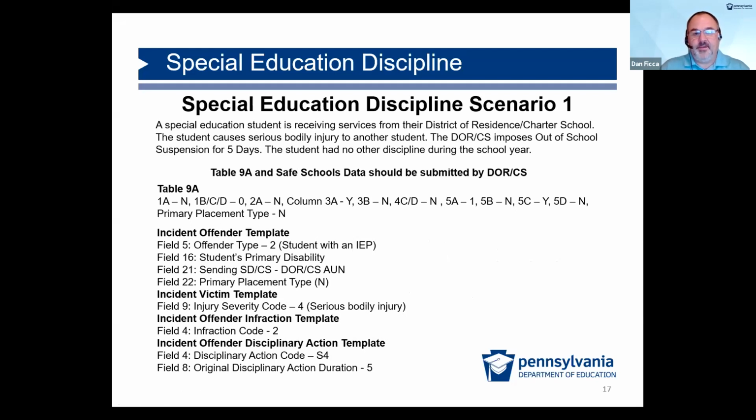So yes, there was serious bodily injury, so the injury severity code is a 4, but the student was not placed in an interim alternative setting. So you would not use column 1 A, B, C, or D in table 9A. Just because the student caused serious bodily injury does not mean you fill out column 1 on table 9A. And again, you're imposing the discipline, so you would put your AUN, the district or charter school, in the sending district charter school field.